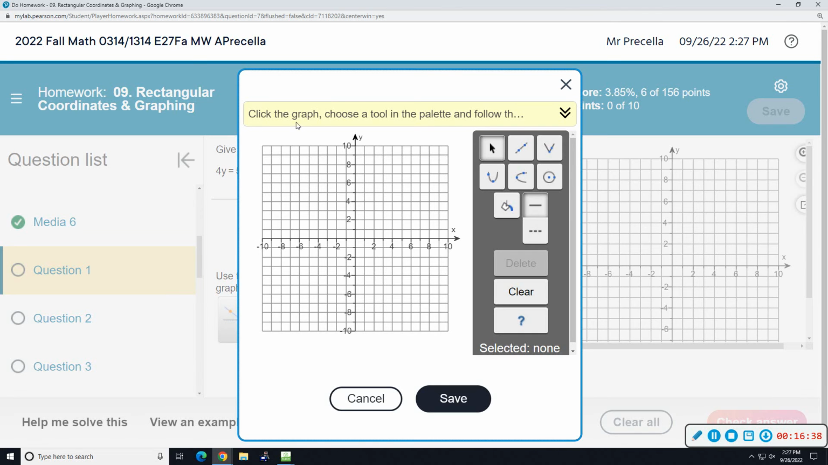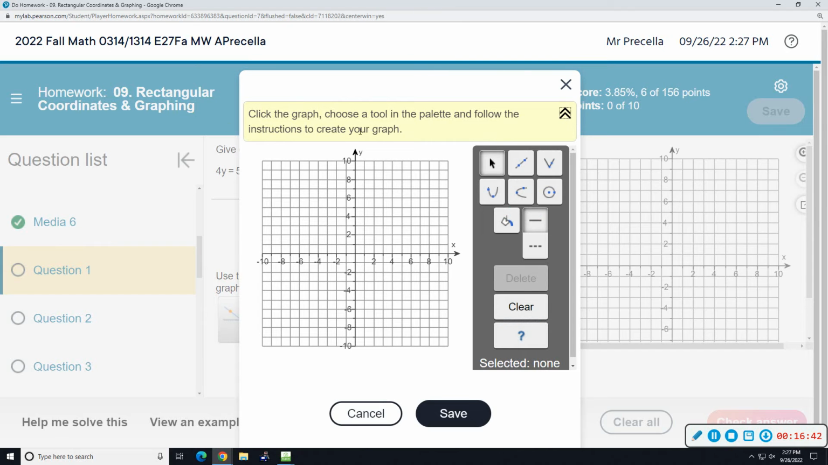Okay. Choose a tool in the palette and follow the instructions to create your graph. Here are the tools. We're drawing a line, so we have to find the line tool. This thing right there you're not ever using, that's just the pointer. But if you move right next door to it and hover right there, what does that say?